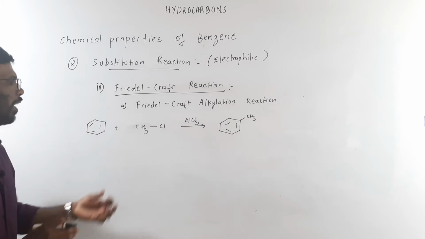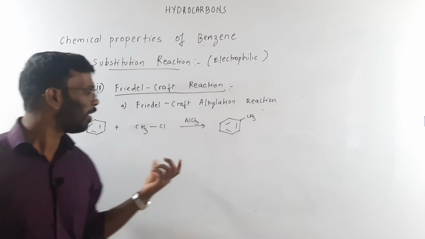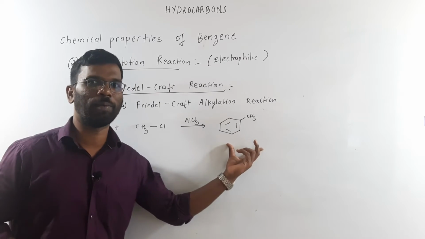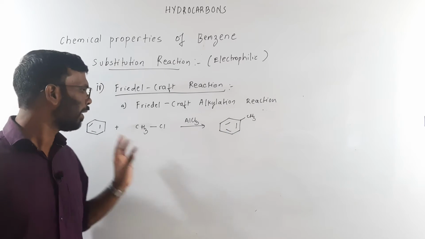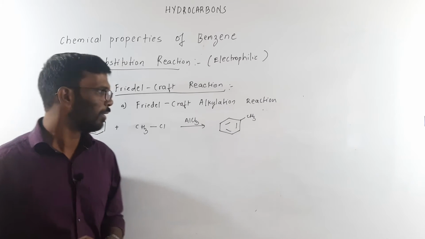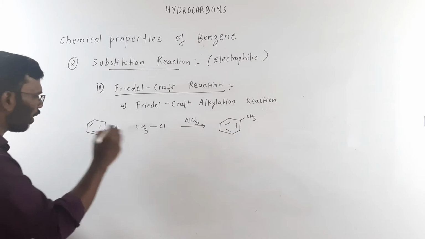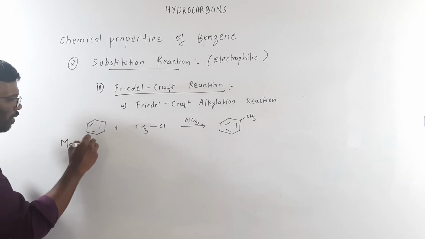In this case, since I have taken an alkyl halide, that is methyl chloride, I am getting a methyl benzene. If I take a ethyl chloride, then I will get a ethyl benzene. Propyl chloride, then I will get a propyl benzene. This could be any hydrocarbon chain that will be getting substituted on this benzene. So here, let's think about the mechanism.